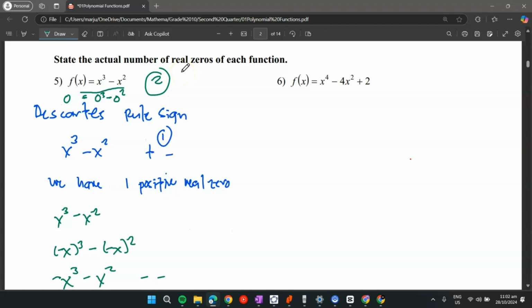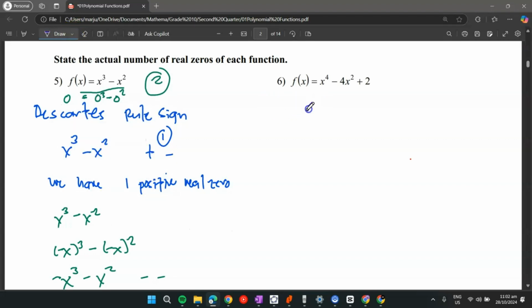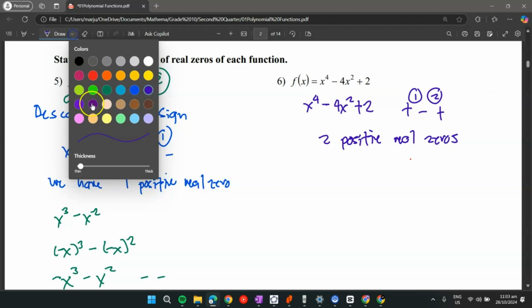What about number 6? Again, using Descartes' rule of signs, I'm going to do x to the 4th minus 4x squared plus 2. Again, I have positive, negative, and then positive. So I have 1 change of sign, 2 changes of sign. So I have 2 positive real zeros. What about the negative zeros?